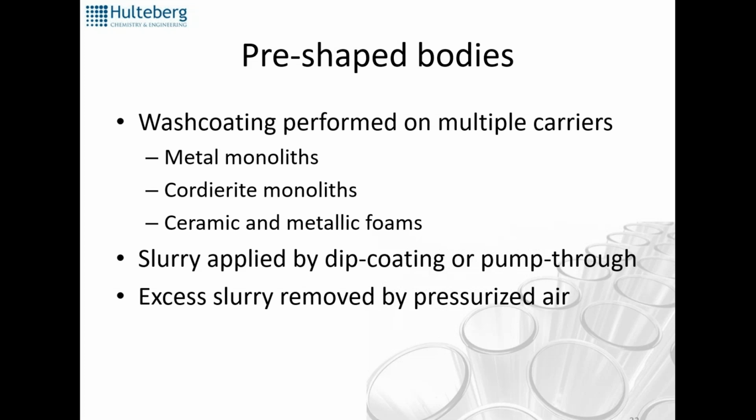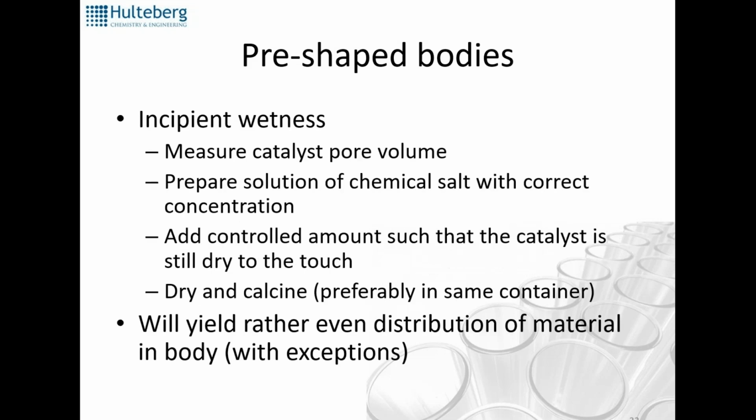Then the wash coat needs to be dried and heat treated. So again, you do drying and calcination to make sure that your support material sticks to the carrier, the monolith. Final thing: incipient, so the impregnation of these pre-shaped bodies.